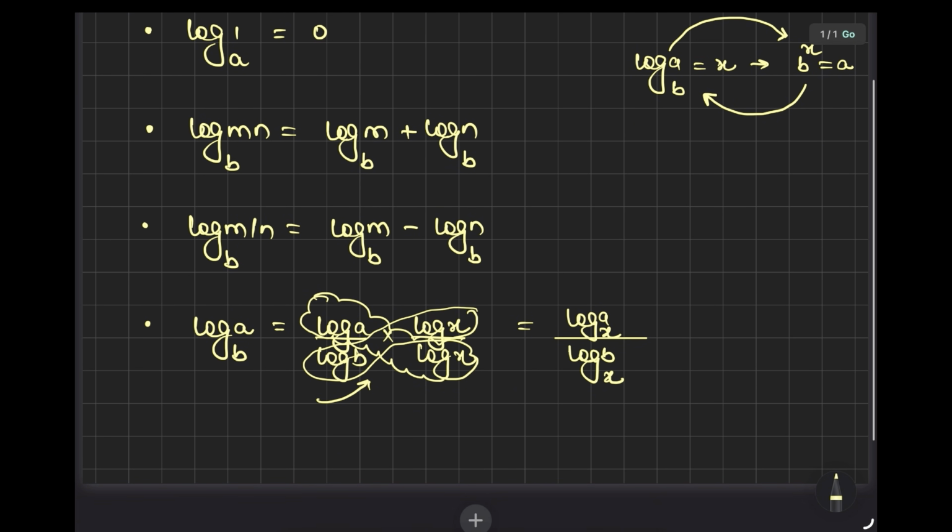Then we have one more property. Look at this. Suppose you have anything in the power of the argument of log, it will come out as a coefficient. So this property is also very important.